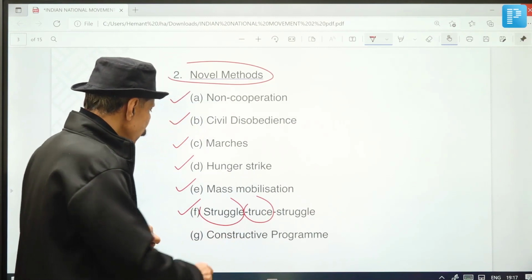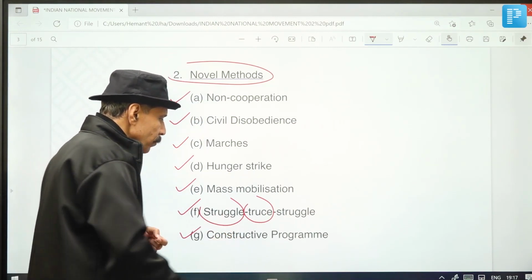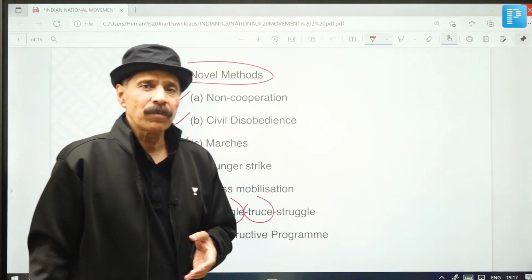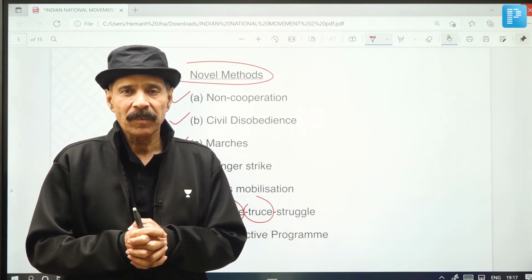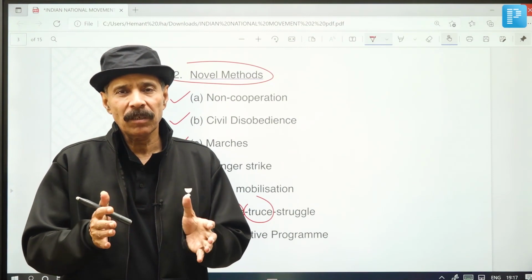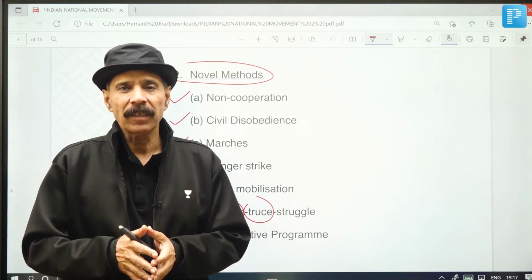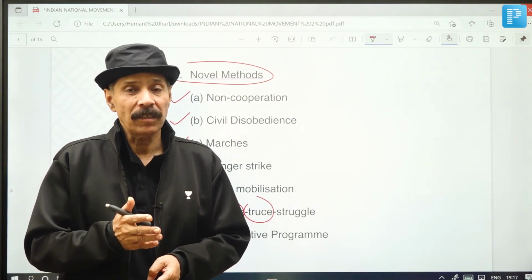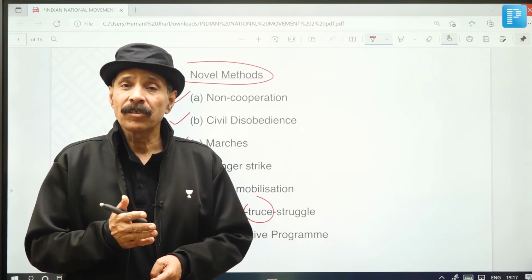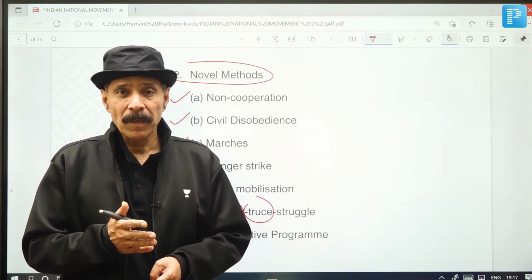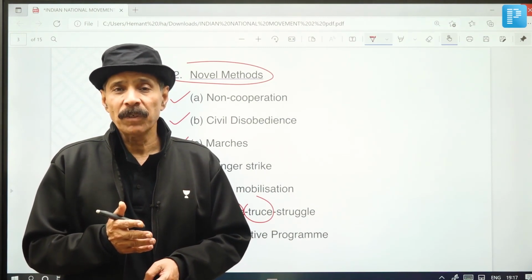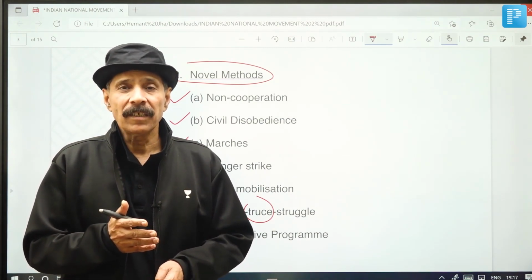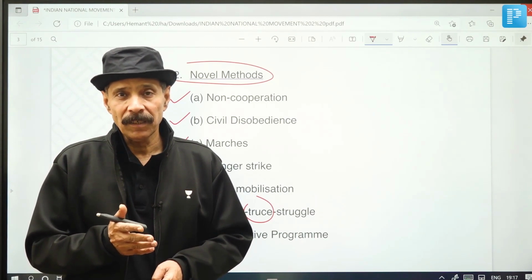Next one is constructive program. The constructive program of Gandhi was a comprehensive socio-economic program. And this had several components like charkha, that is the spinning. Next, cottage industries, Hindu-Muslim unity, upliftment of Harijans, upliftment of women, sanitation and cleanliness and hygiene.